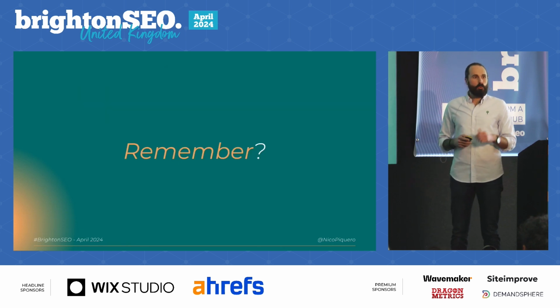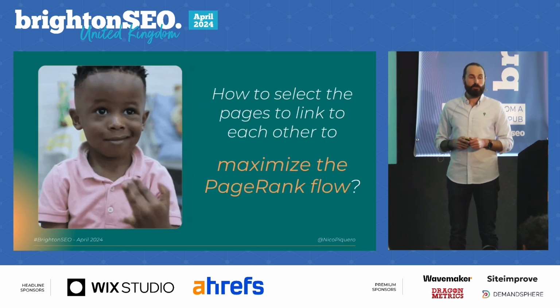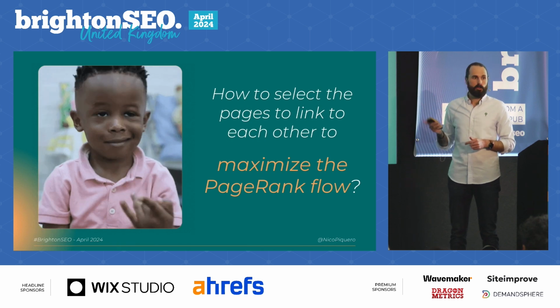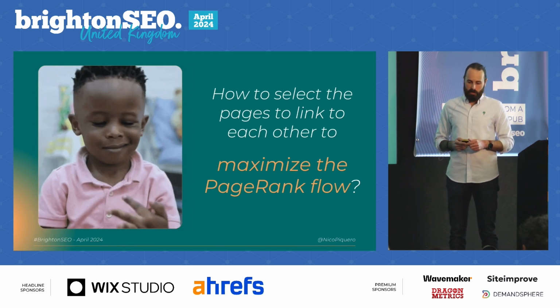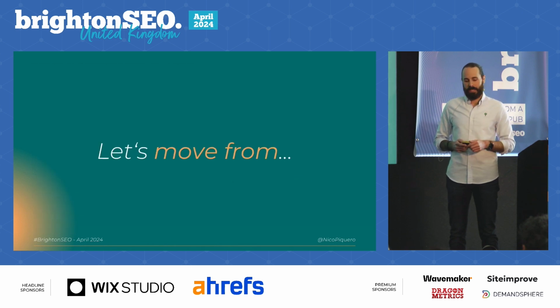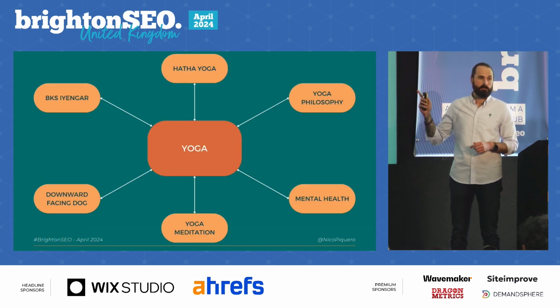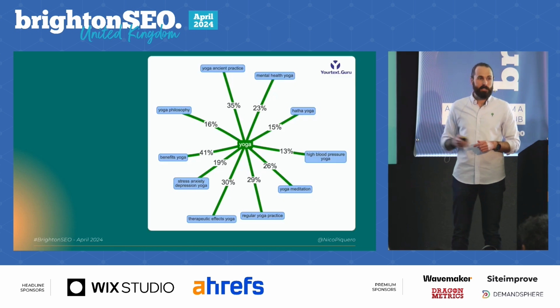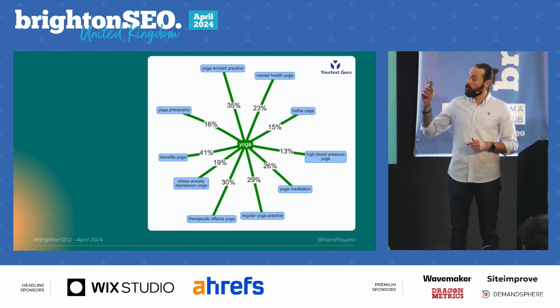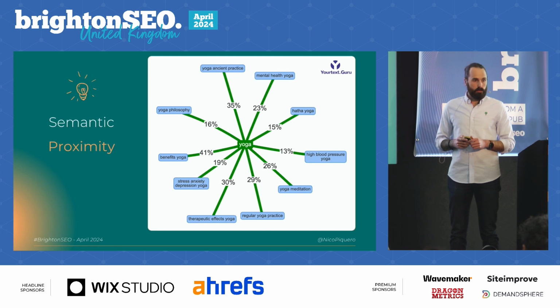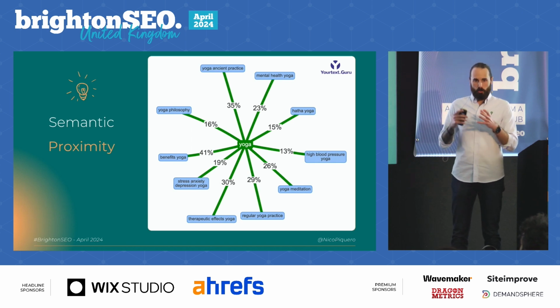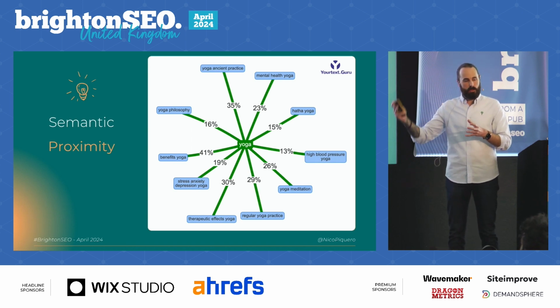And remember, the second question we had was how to select the pages to link to each other to maximize the PageRank flow. So, knowing that, let's move from this to this, where the internal linking is being set up through semantic proximity. Here we can see different percentages. Each percentage represents the degree of similarity between each topic, subtopic. So we are going to use that to set up our internal linking.